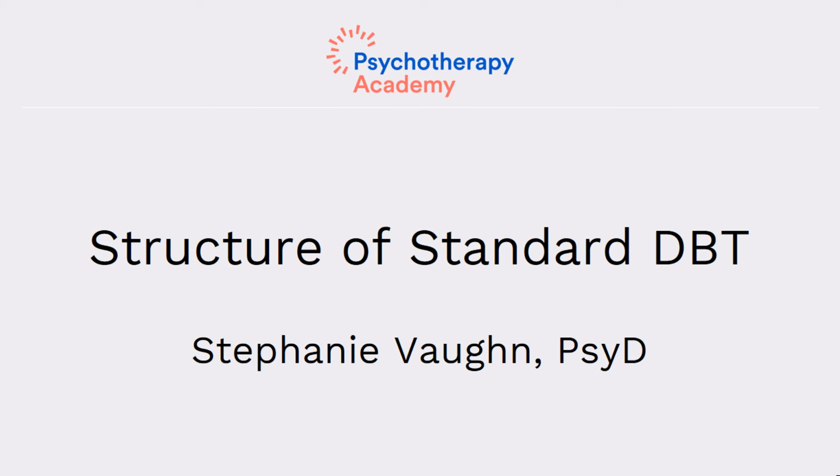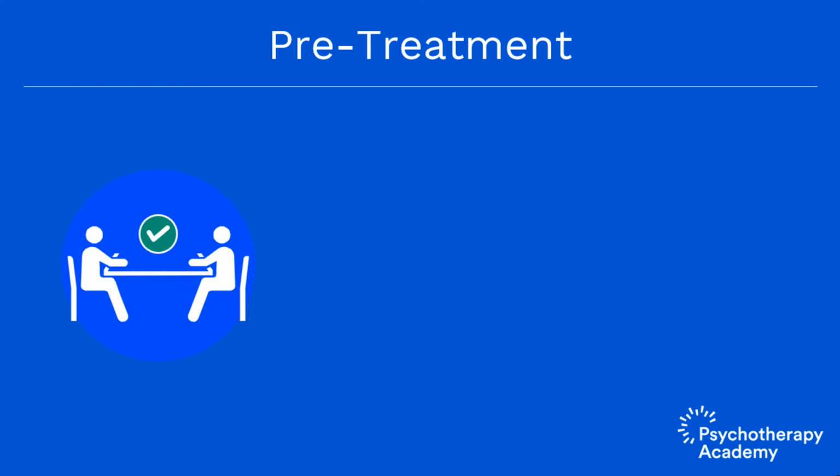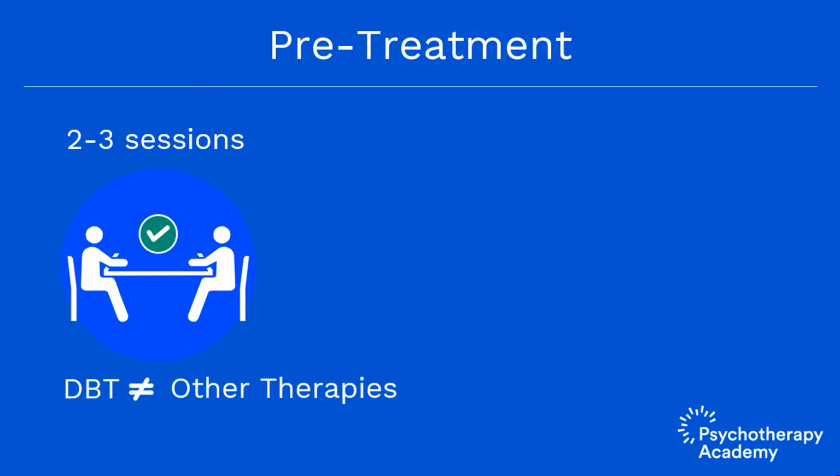The structure of standard DBT involves a pre-treatment period of time. This is when the patient and the therapist determine whether they can work with one another and whether the patient is willingly entering into a DBT plan. In the first 2 to 3 sessions, the therapist and the client discuss the terms of DBT, how it's different from standard therapy or CBT, and the DBT patient and therapist agreements.